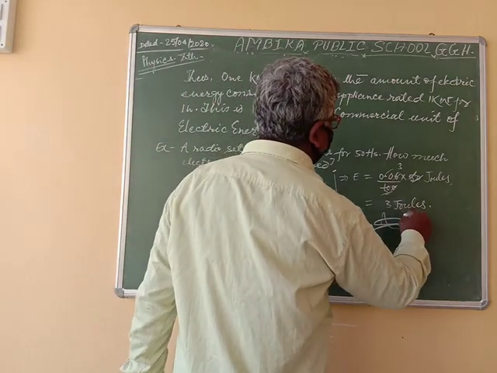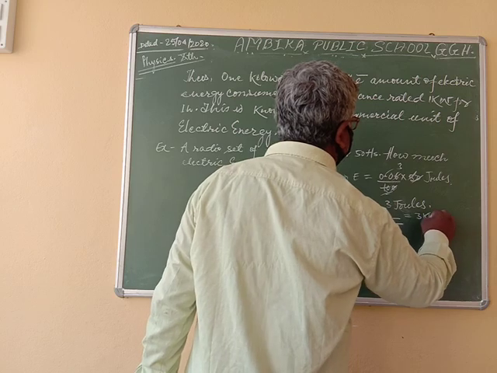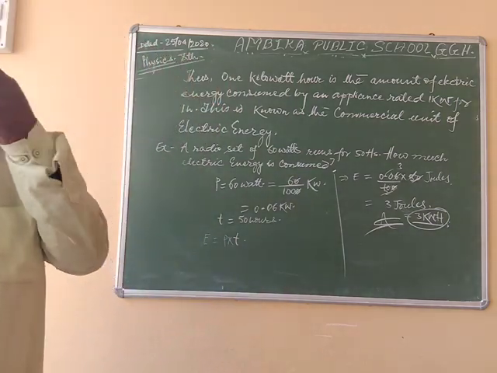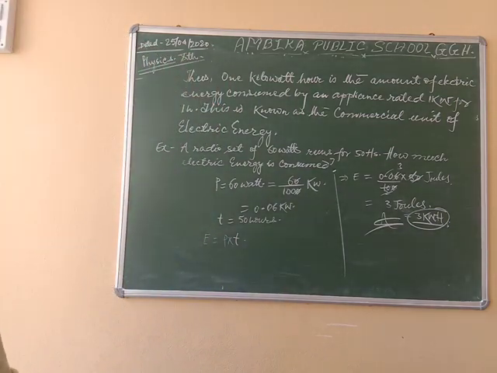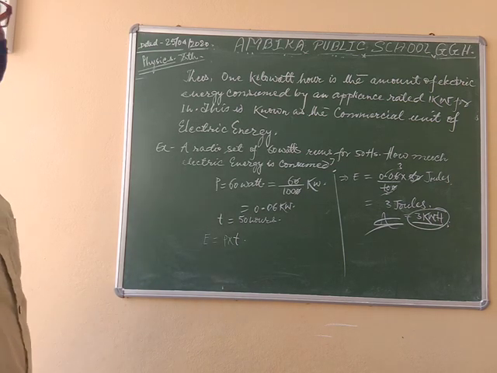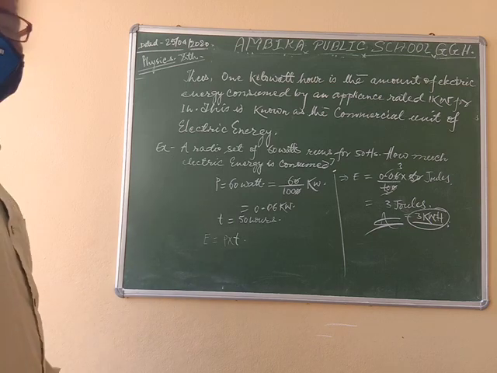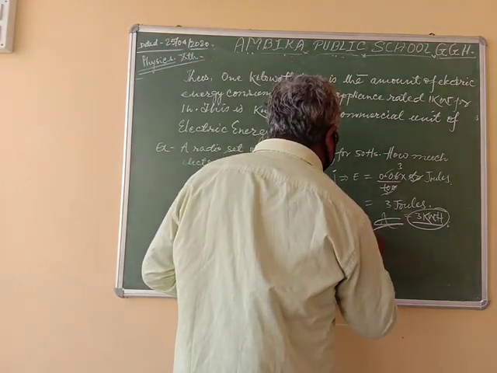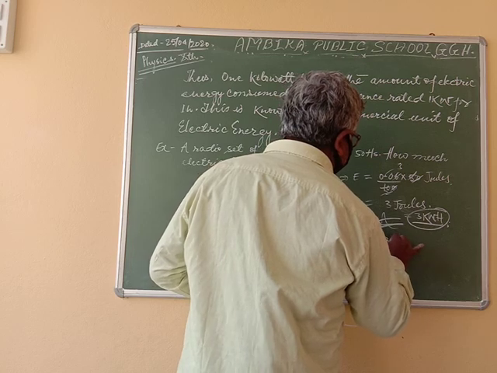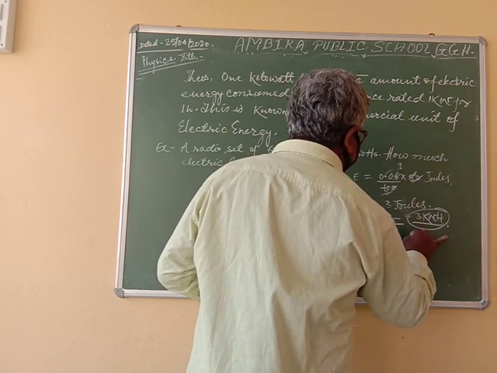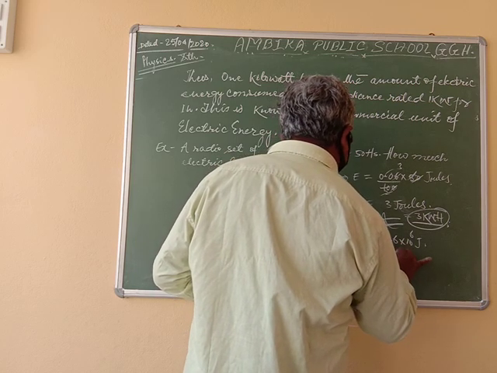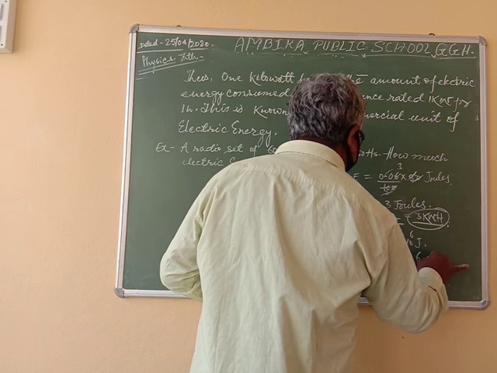So this can also be written as 3 kilowatt hour. How much energy does 1 kilowatt hour consume in the commercial unit? 3.6 into 10 to the power 6 joule. Therefore 3 kilowatt hour will be 3 into 3.6 into 10 to the power 6 joules.